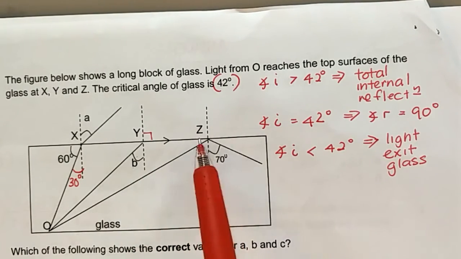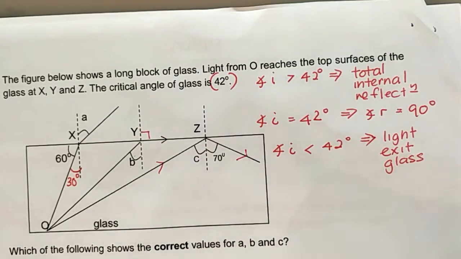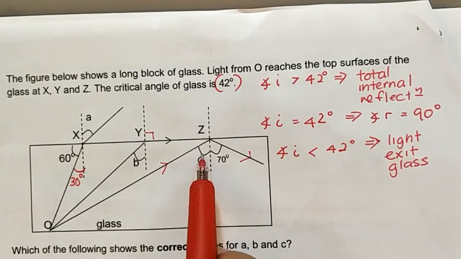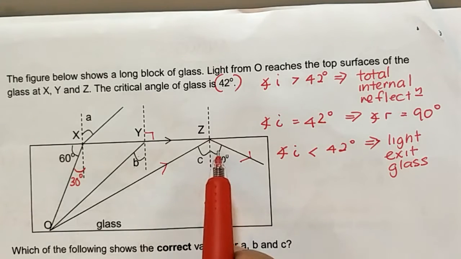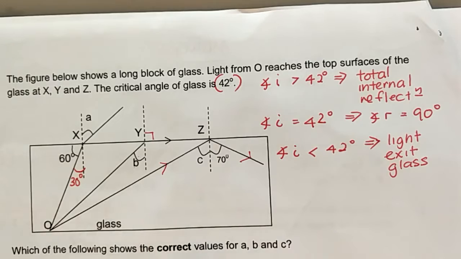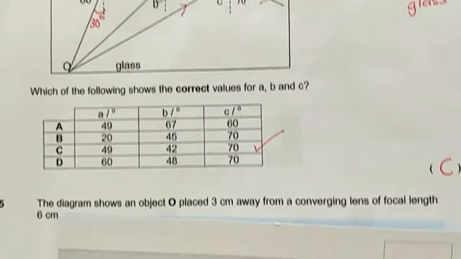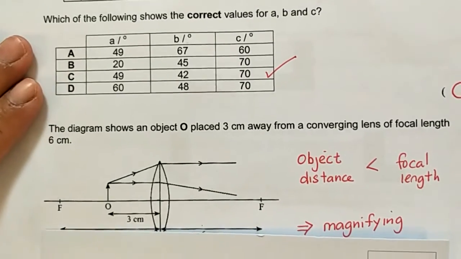And the last one, what we see here is total internal reflection, so I know that C is equal to 70, because the angle of incidence and the angle of reflection should be the same. So that will give us the choice C over here. Question number 5.